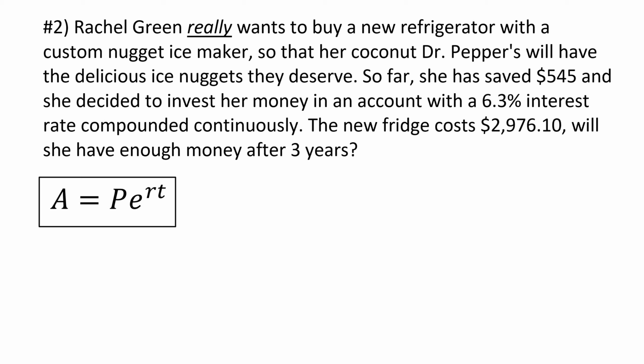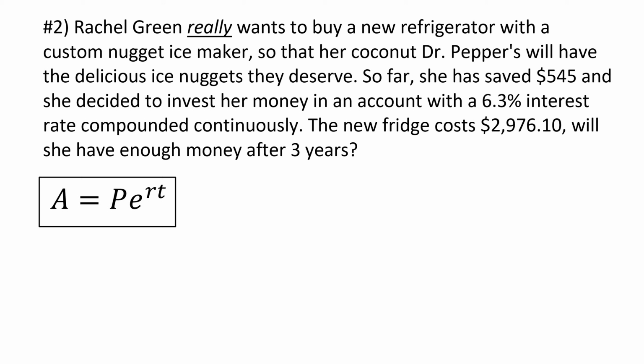Rachel Green really wants to buy a new refrigerator with a custom nugget ice maker so that her coconut Dr. Peppers will have the delicious ice nuggets they deserve. So far, she has saved $545, and she decided to invest her money in an account with a 6.3% interest rate compounded continuously. The new fridge costs $2,976.10. Will she have enough money after 3 years?